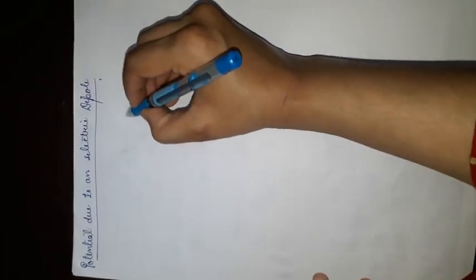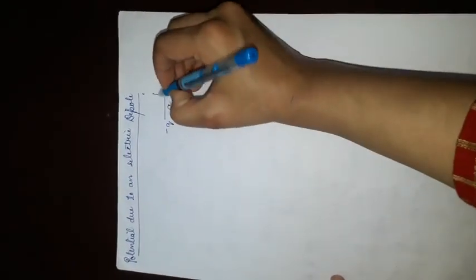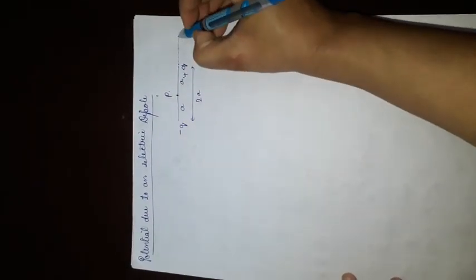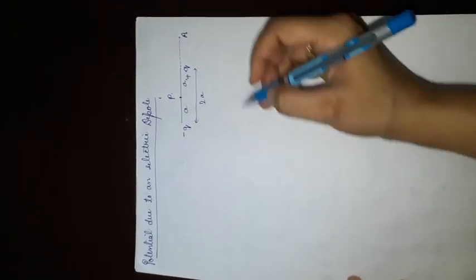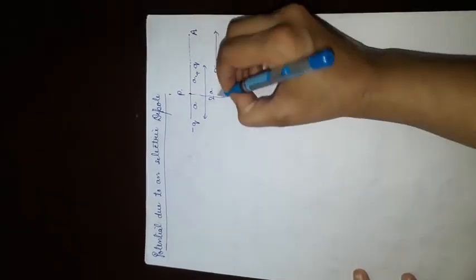Potential due to an electric dipole. Consider a dipole, and as you know, two equal and opposite charges we will take for a dipole, and the separation is 2A. So half is A and half is A. Suppose here is a point P, and we consider point A, and from point P up to A the distance is R.